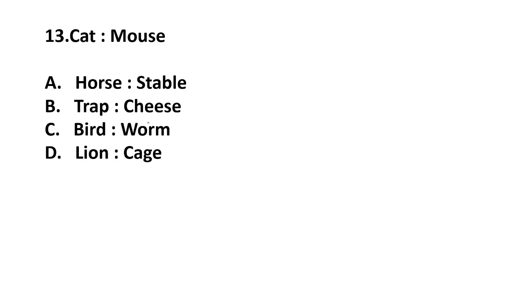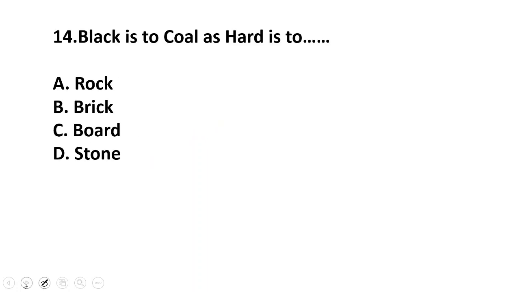So the same combination you see: horse, stable. Horse stays in a stable. This cannot be. Trap, cheese. This also is not a correct combination. Lion, cage. Now this is the place where the lion stays, but it is captured in a cage. But bird and worm is the correct one. Bird also eats worm, cat also eats mouse. I hope you all are understanding and liking the session.